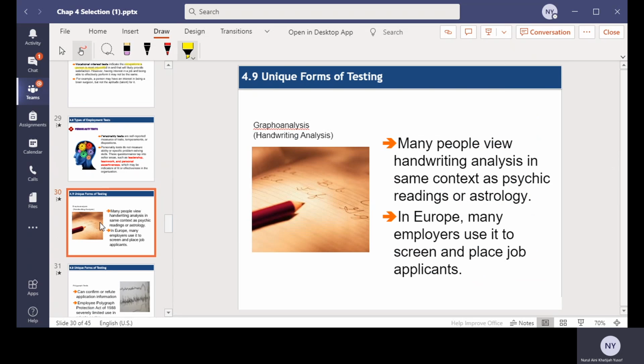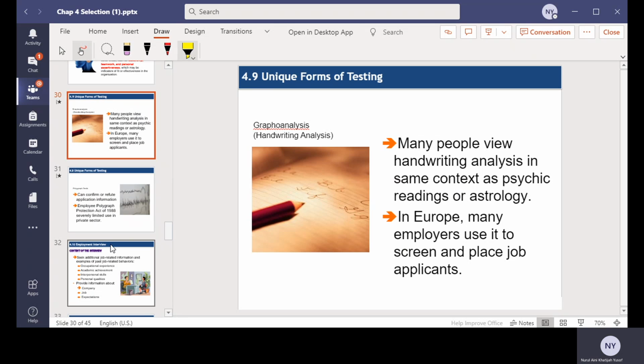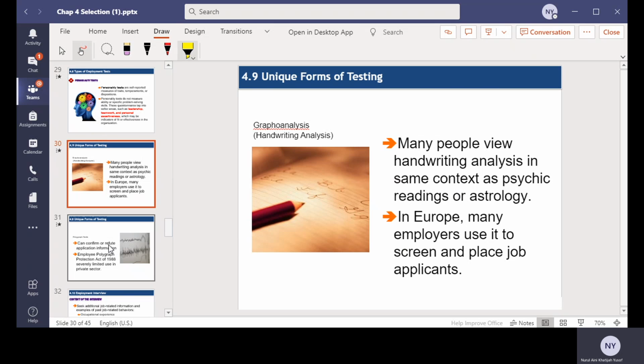Other than this, some companies also use some unique types of testing. We have 2 types of unique testing. We call them unique because not all companies and not all countries use them, and this is quite special. The first one is graphoanalysis.